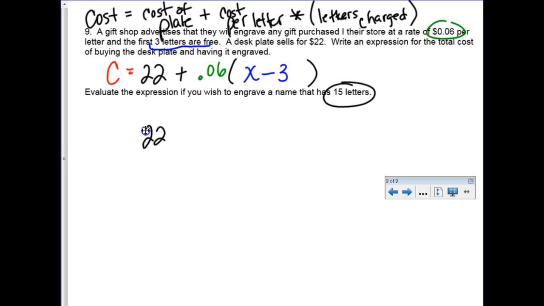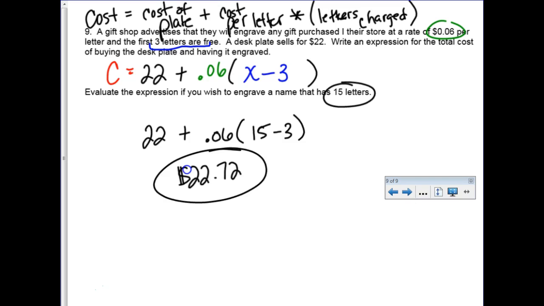So we do 22 plus 0.06, and then instead of all 15 letters, they're really going to only be paying for 12 letters here. So back to my trusty calculator. I get $22.72. All right, there we go.